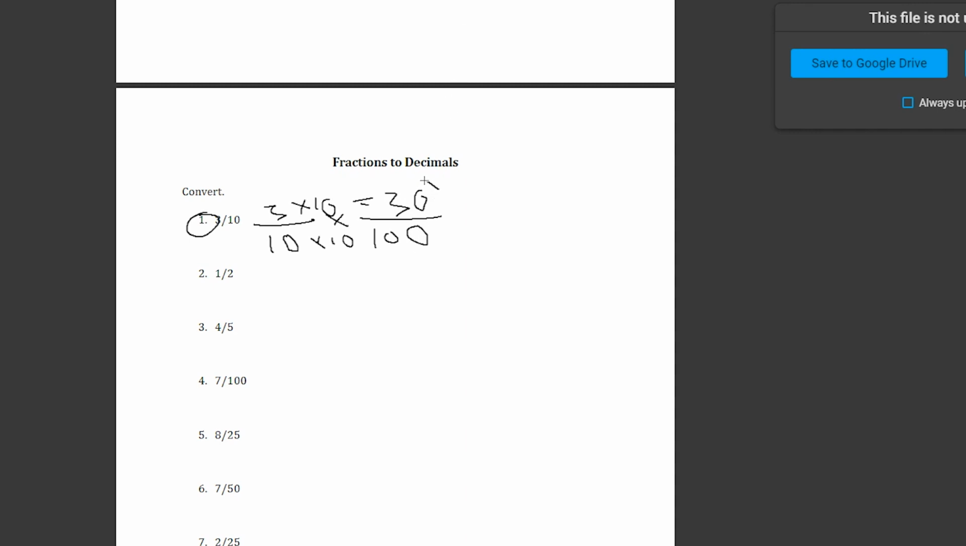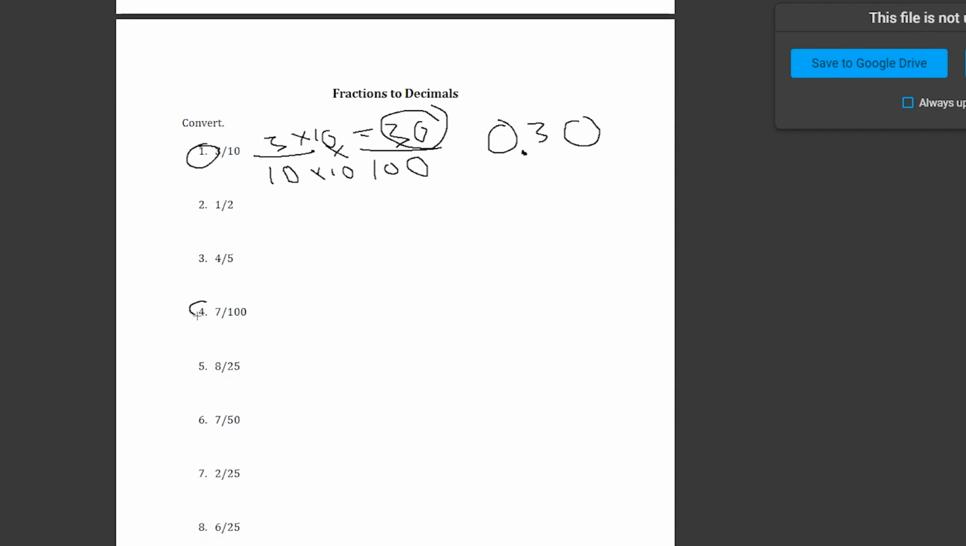So we can take the number on the top now that it's out of 100. We put a 0 because none of these numbers are greater than 1. So it's a 0 point and then a decimal. And then we're going to write this number 30. So for number 1, our answer is 0.30.